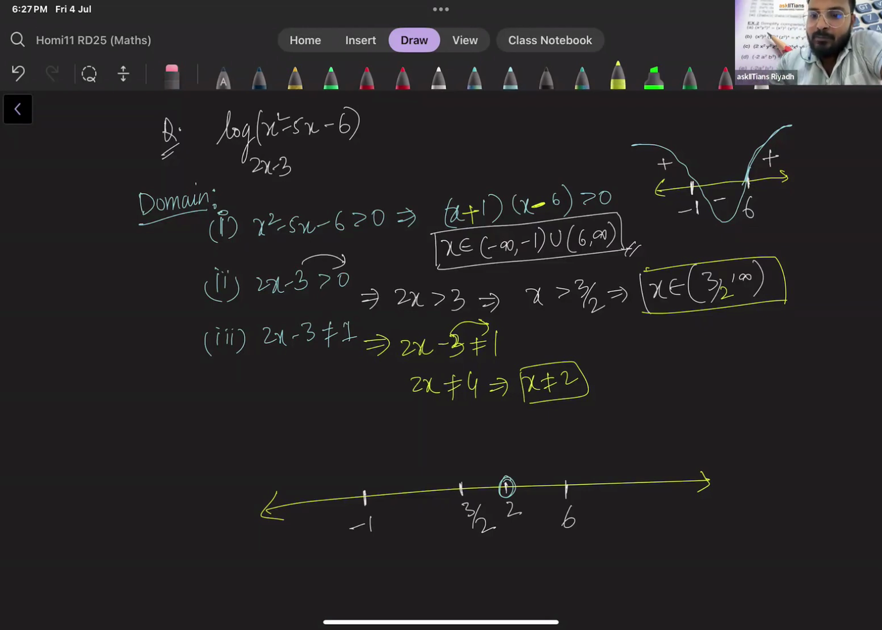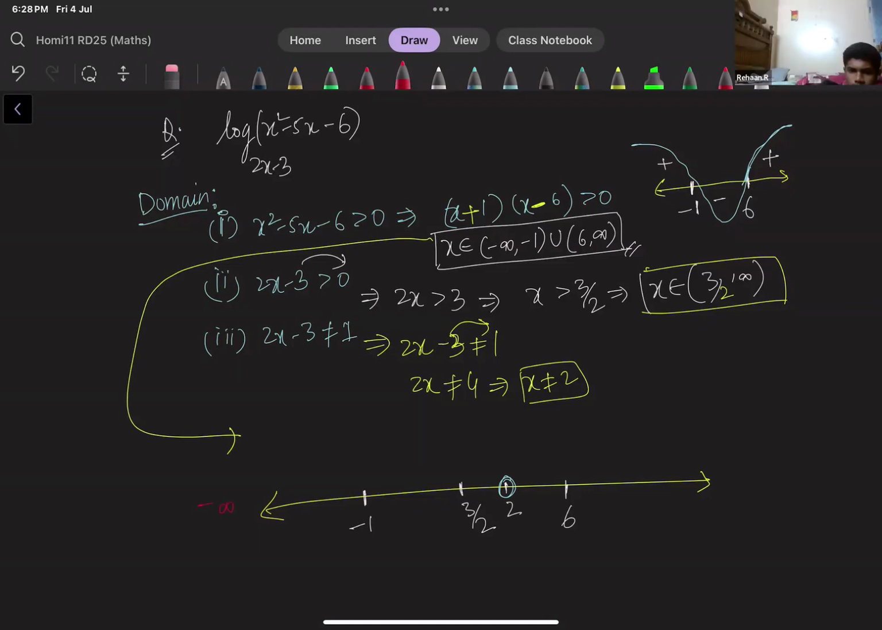So now if you plot these intervals, if you plot first interval on the number line, it will be something like this. x belongs to open bracket 3 by 2 to infinity minus 2? Okay, let us see. Final answer you are saying, right? Yes, sir. Okay, let us check.